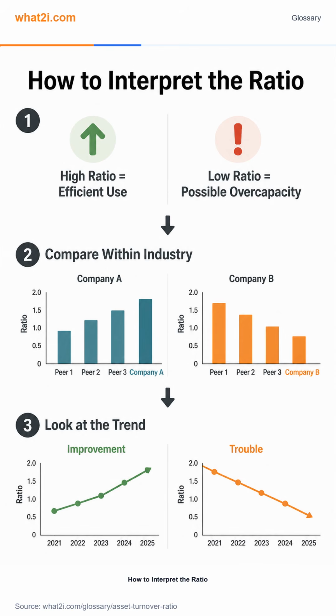Most importantly, focus on the trend over time. A rising ratio shows real improvement, while a steady decline may point to overcapacity or declining sales.